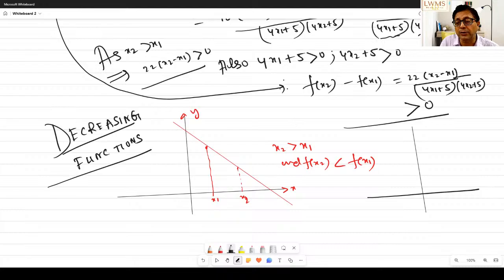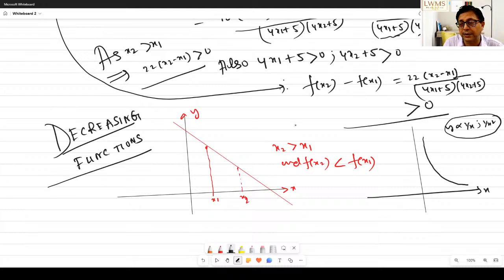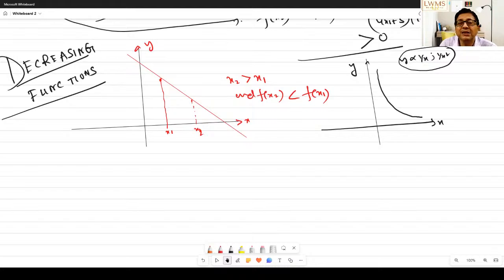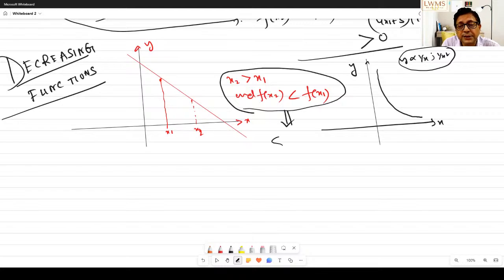We can take a graph in this manner also. This is also a strictly decreasing function. You must have seen in many cases where y is proportional to 1 by x or 1 by x square, it is the graph of a decreasing function. The value of y gradually decreases. Maybe a curve or a straight line, it doesn't matter. But all these are cases of a strictly decreasing function.